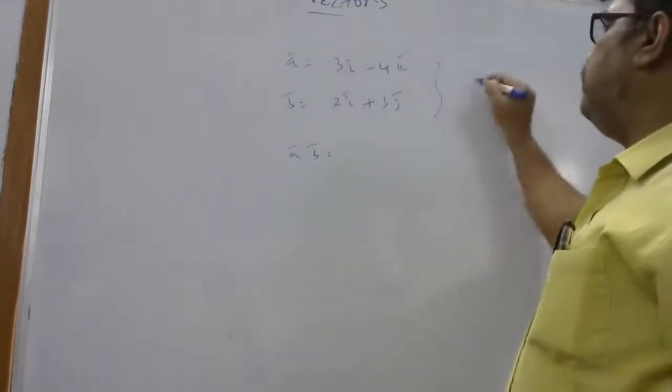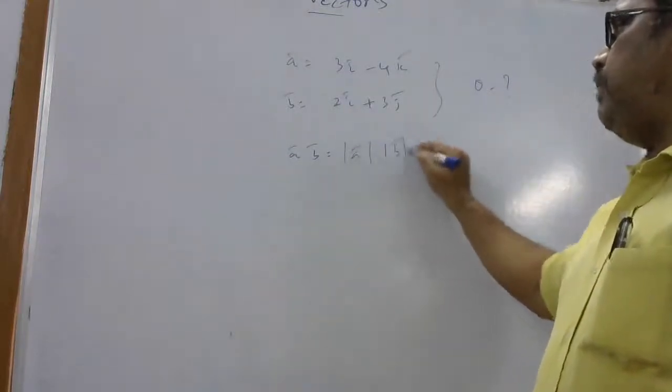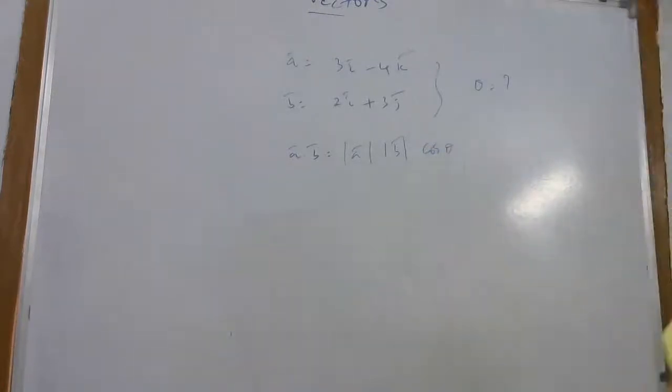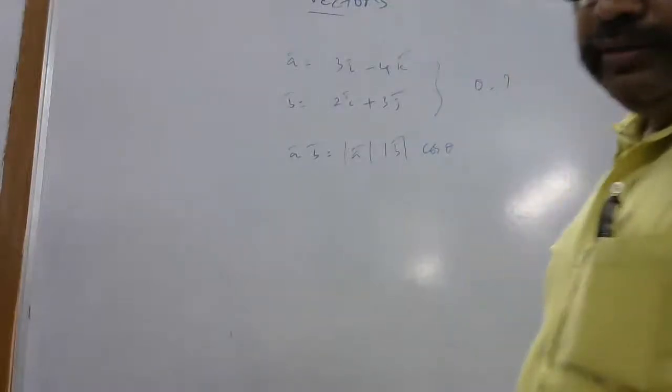Or find the angle between them. Theta, how much? But I use here mod A bar, mod B bar, cos theta. Yes, I want to find the dot product.